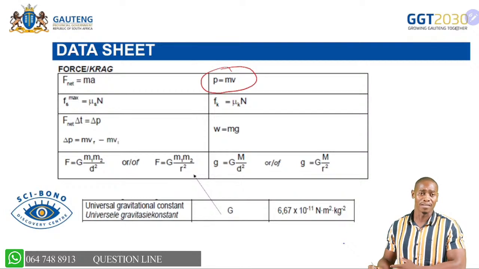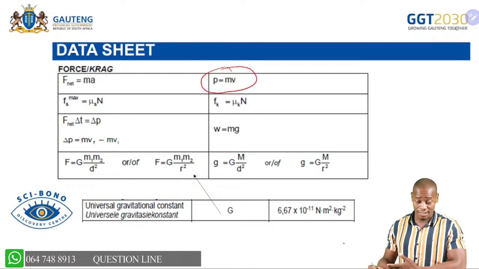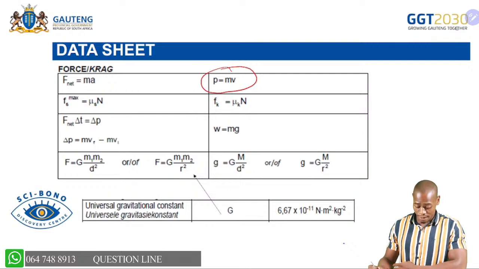In a case where you are given velocity in kilometers per hour, you need to convert that to meters per second. And to convert from kilometers per hour to meters per second, you just divide that value by 3.6. So that is how we convert from kilometers per hour to meters per second.